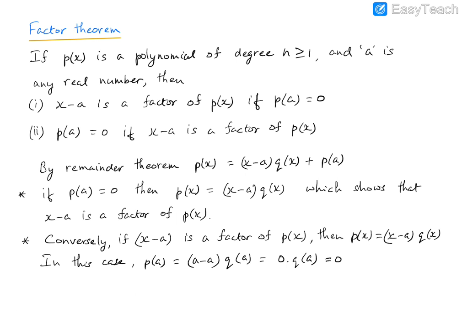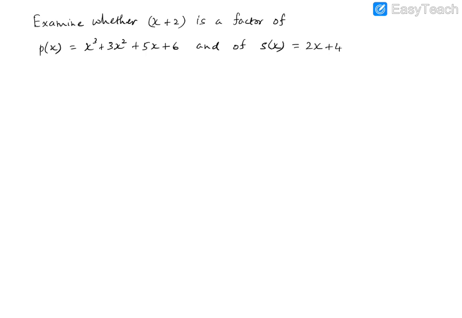If the remainder is 0, we will say that x minus a is a factor. If the remainder is not equal to 0, then we will say that x minus a is not a factor of the polynomial P of x. So let us do some examples.